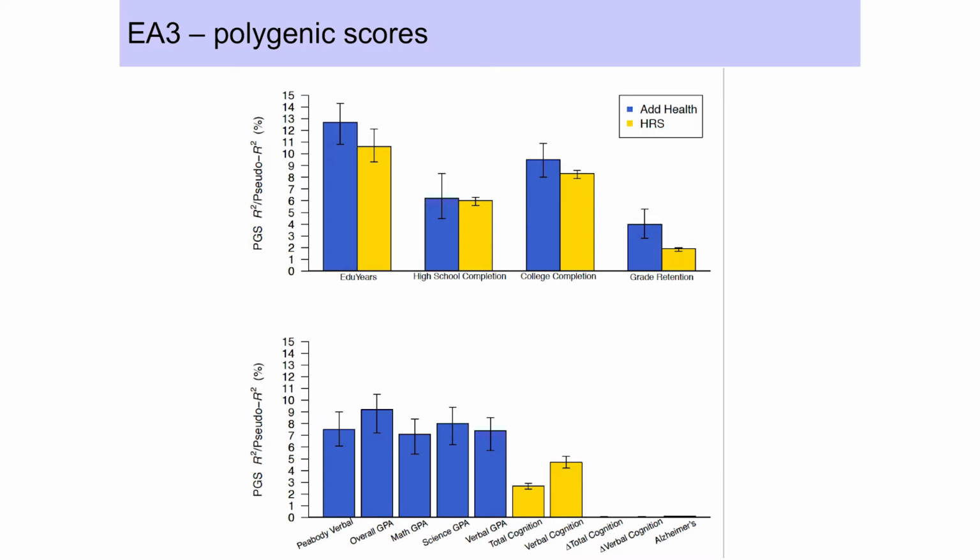So let's put this into perspective. The polygenic score captures variation in years of schooling, but it also predicts other things that are related to years of schooling, such as whether people complete high school or whether they complete college, grade retention. This is Peabody verbal, this is total GPA, math GPA, science GPA, verbal GPA. So the polygenic score actually predicts these things across the board to some extent. It also predicts total cognition and verbal cognition scores. What it does not predict is variation or decline in total cognition or verbal cognition in the elderly. And it also doesn't predict Alzheimer's disease. Interesting.